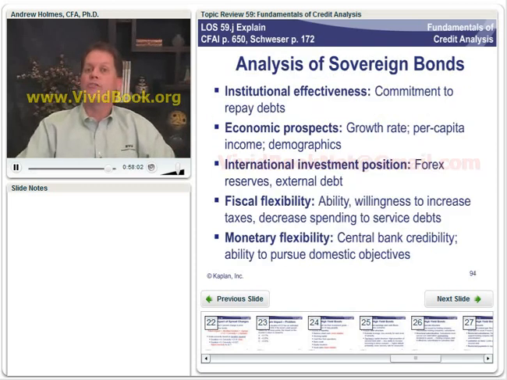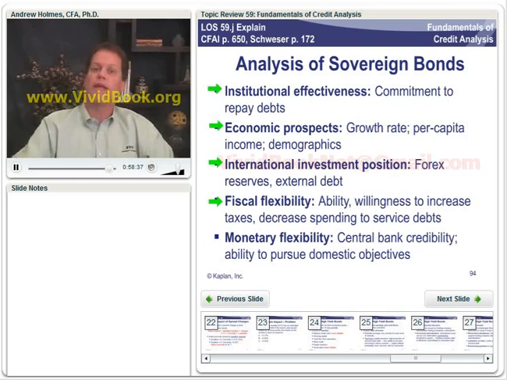So, analysis of sovereign debt. Institutional effectiveness: this has to do with their commitment to repay debt, the organization of the government, the succession from one regime to another, all those types of things. All that's going to speak to their commitment to repayment. Economic prospects: that's going to be things like growth rate, per capita income, demographics, standard of living, international investment positions. So where are they on foreign currency reserves? What does their external debt structure look like? Are they going to have to go to great lengths to come up with the foreign currency if this is a foreign currency denominated bond?